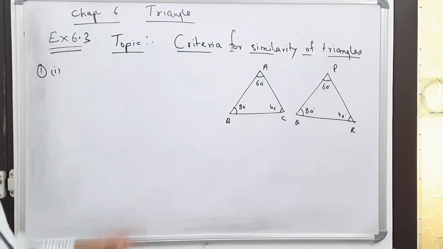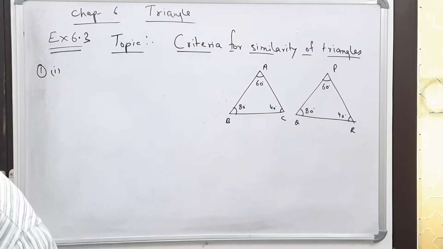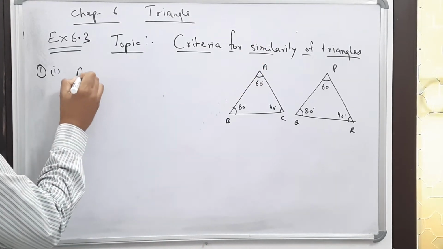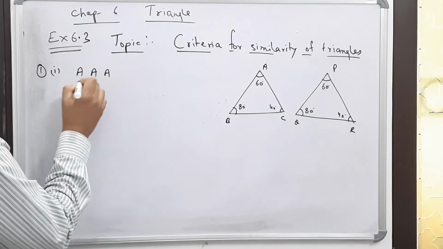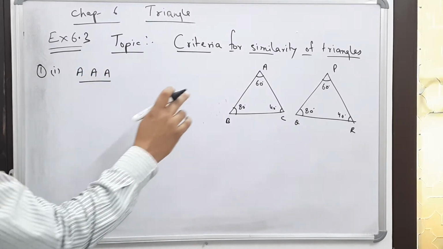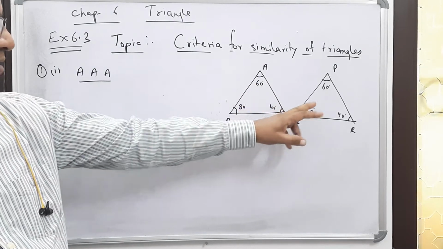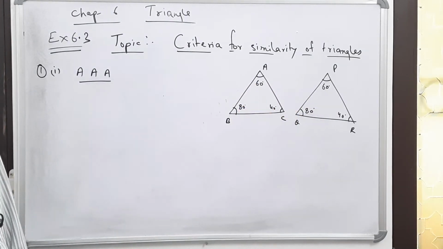Hello students, today I am taking the topic criteria for similarity of the triangle, and the first criteria is angle criteria. Now see these two triangles. The three angles of this triangle and three angles of this triangle are equal. So we can say that these two triangles are similar.